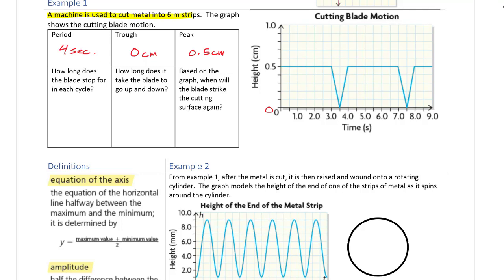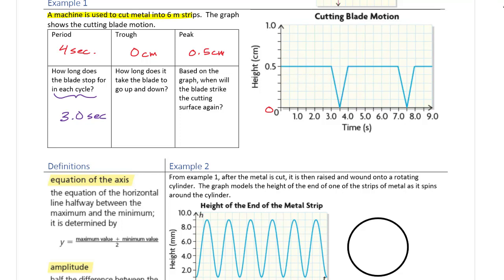Just some general graph reading skills here. This question says, how long does the blade stop for in each cycle? Well, between here and here, the blade is stopped. It's not going up and it's not going down. All the movement is happening from here to here, when it's dropping and coming back up. So it's stopped for 3.0 seconds of each cycle.